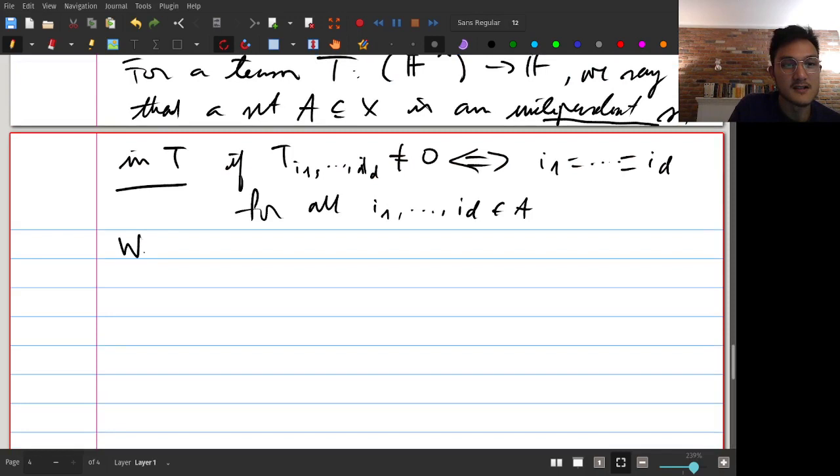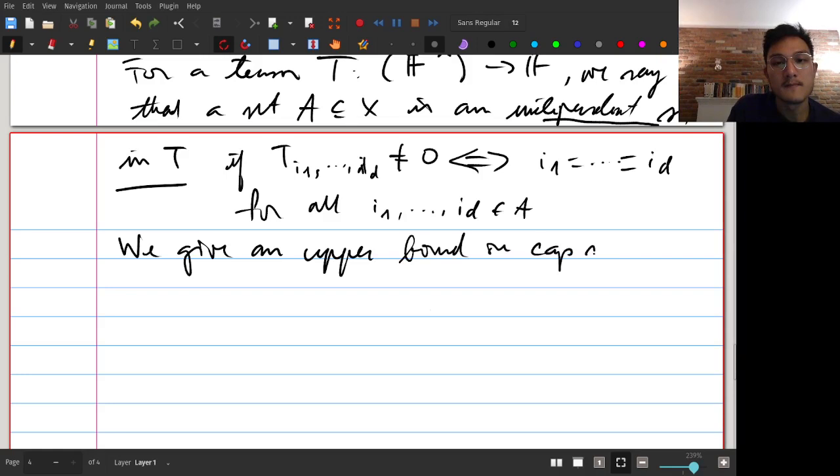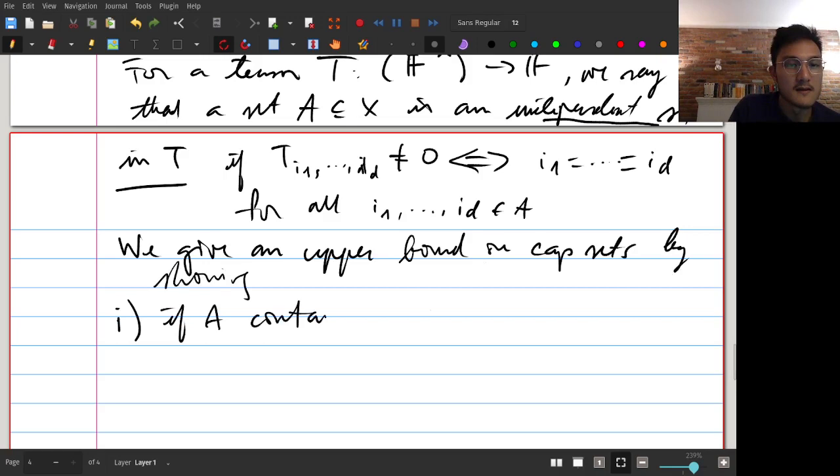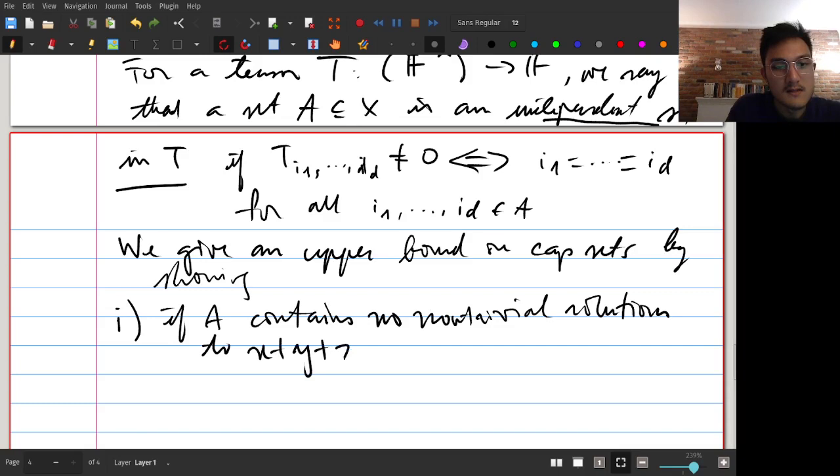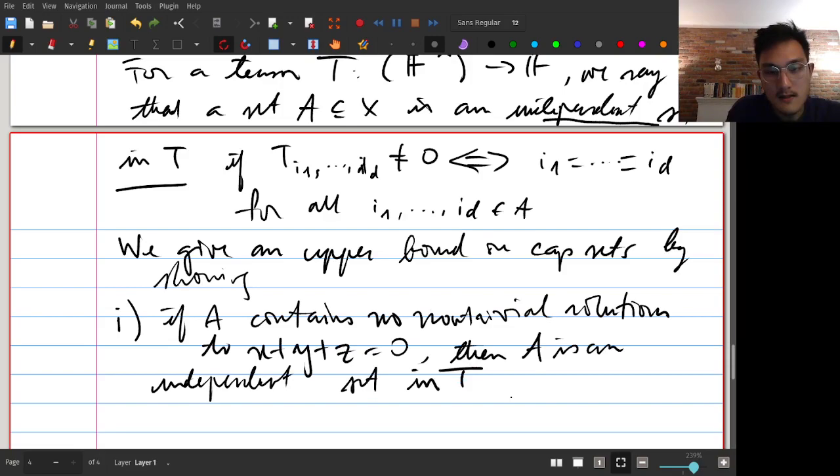So I'll just sketch out how we give an upper bound. Remember, we want to give an upper bound on A if A is a cap set, on cap sets, by showing one: if A contains no non-trivial solutions to x plus y plus z equals 0, then A is an independent set in T. Okay, and that's just from the definition of T.